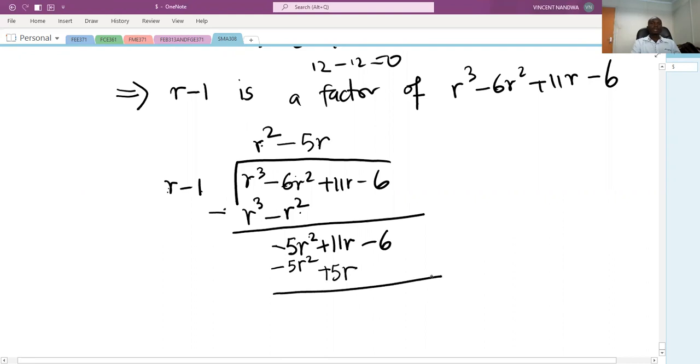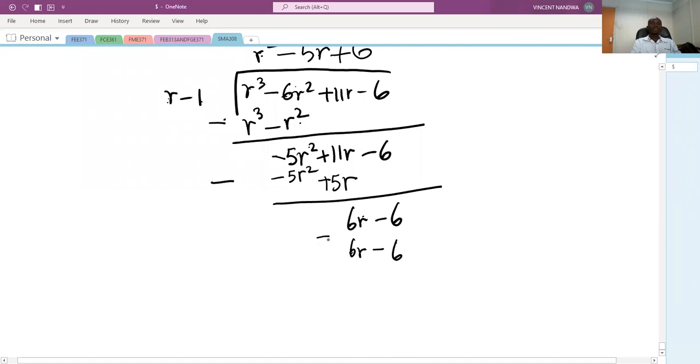And then you write this line, and then you do subtraction in the normal way. Minus 5r squared minus minus 5r squared is 0. 11r minus 5r is 6r. Then bring down this minus 6. Ask yourself, what do you multiply by this r to get 6r? That should be positive 6. So we'll have 6r. 6 times minus 1 is minus 6. And you should find that when you subtract, you get 0.